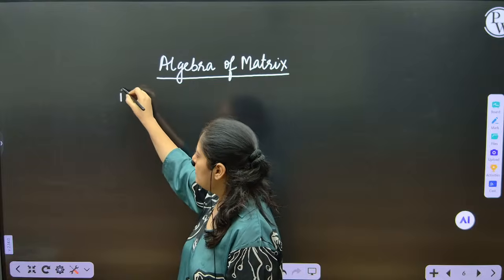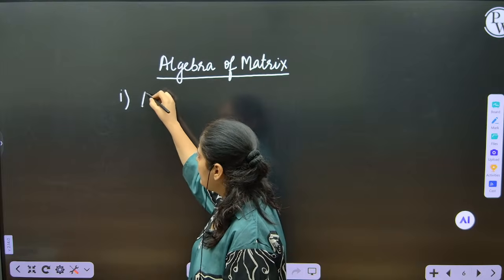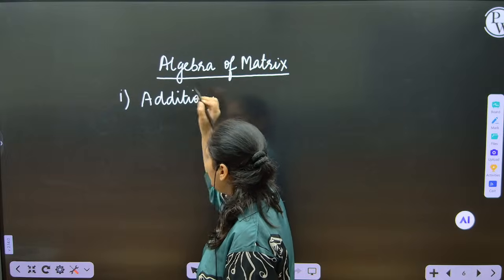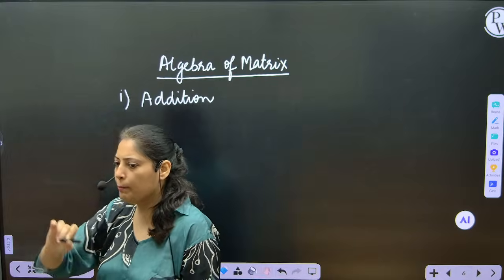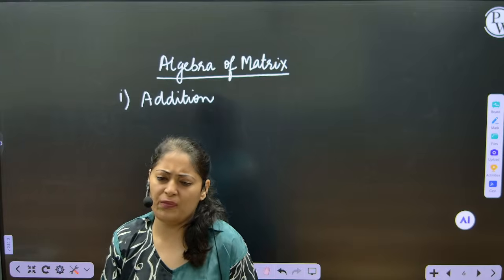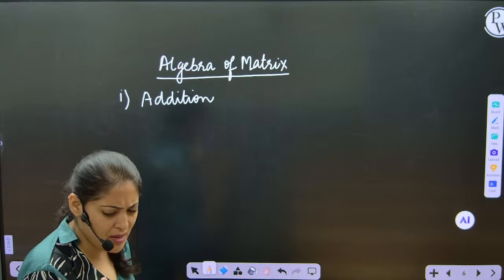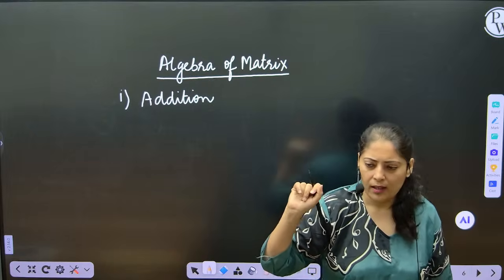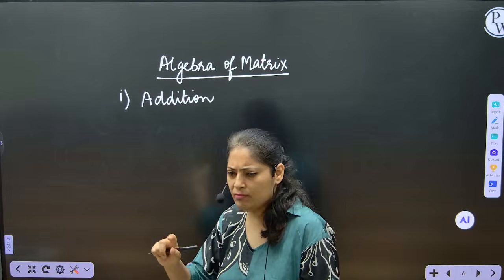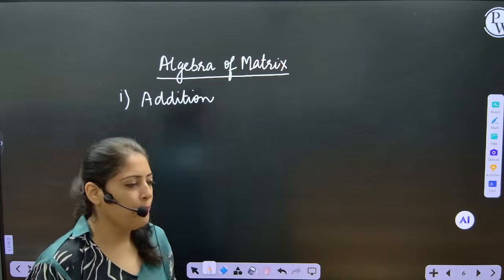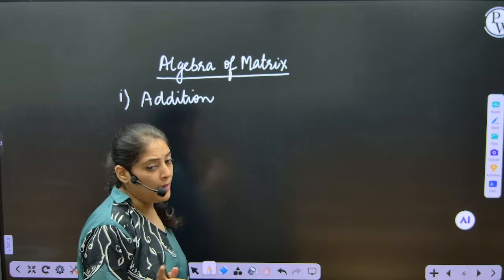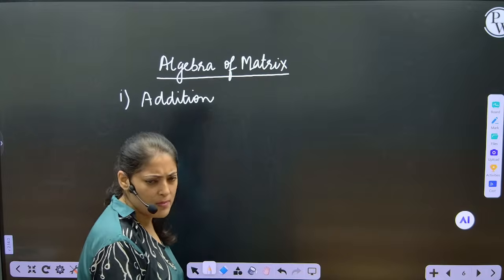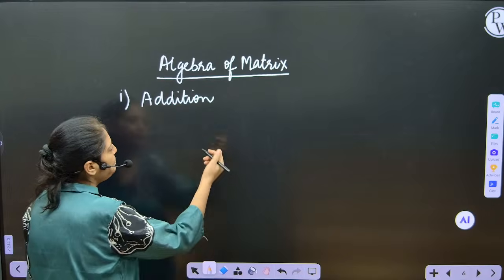Algebra means, first I am talking about addition, then I'll talk about subtraction, then I'll talk about multiplication. Addition and subtraction are very easy. Simply you have to subtract and simply you have to add. No rocket science. In multiplication, we have to calculate something a little more. That I'll tell you. That is not complicated, not difficult, but you have to perform some steps.